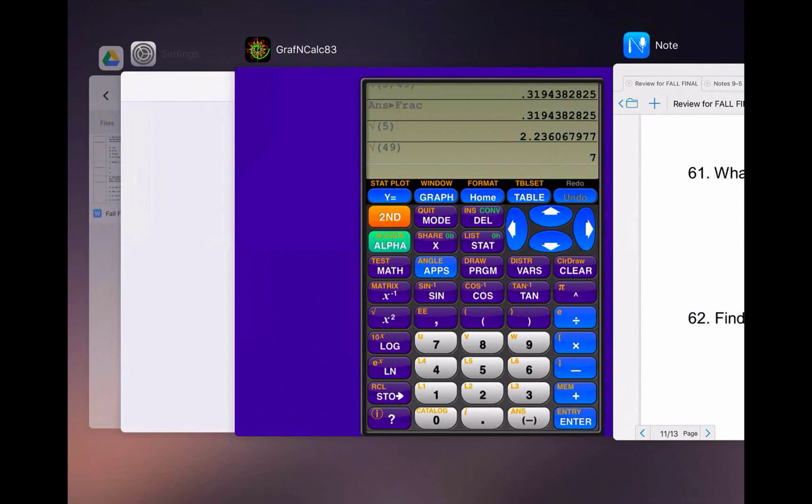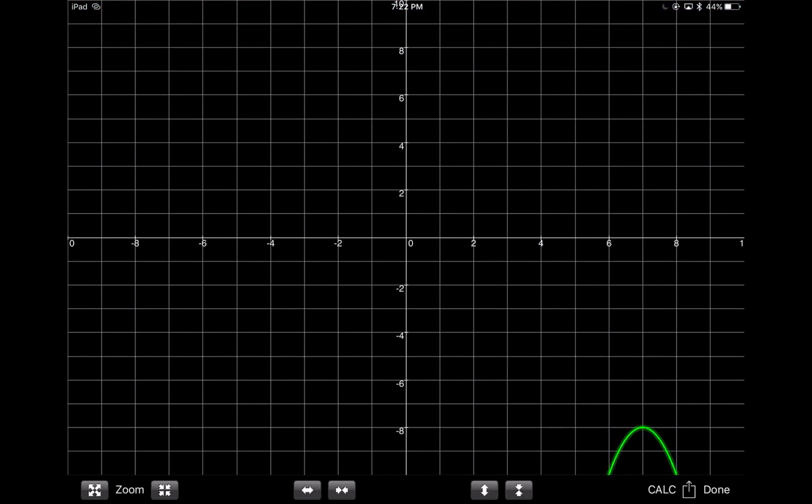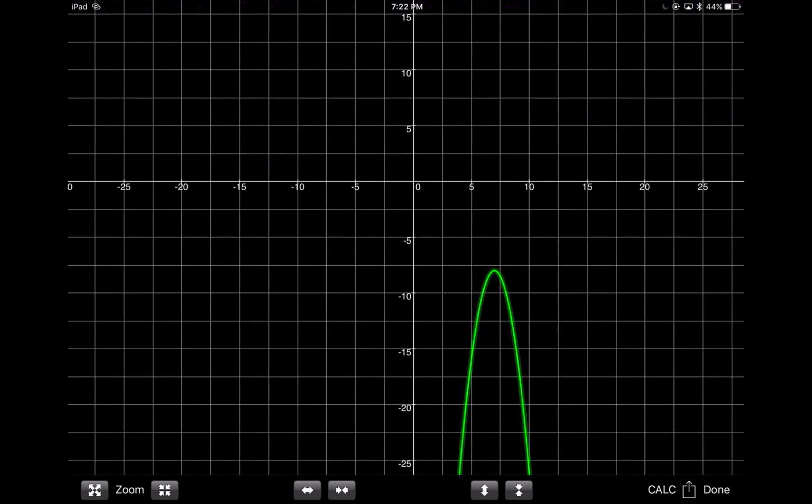So in the calculator, I have -2 x minus 7 squared minus 8. I plug it in exactly like I see it, and I look at my graph. I can see that my graph is a maximum, so I will click second trace max, go to the left a little bit, press enter, scroll to the right a little bit, press enter, and then come all the way and press enter again, and it will tell you your max is at 7, -8.